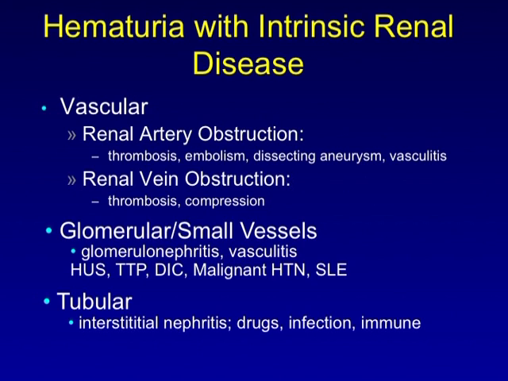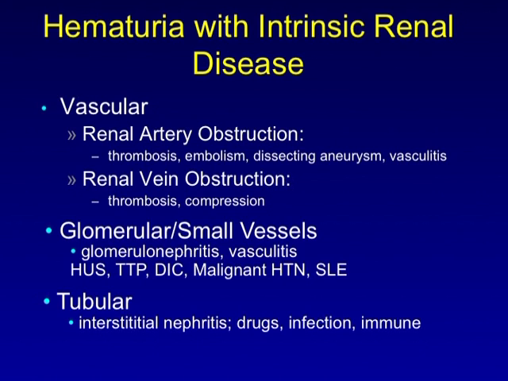Now, if you have intrinsic renal disease, we can come back to our anatomy from the beginning of the discussion. You can get red blood cells in the urine, of course, from vasculitis of large arteries or catastrophes of large renal vessels through embolization or thrombosis or aneurysms or large vessel vasculitis. And then renal vein obstruction, either from tumor or from thrombosis, can also result in hematuria.